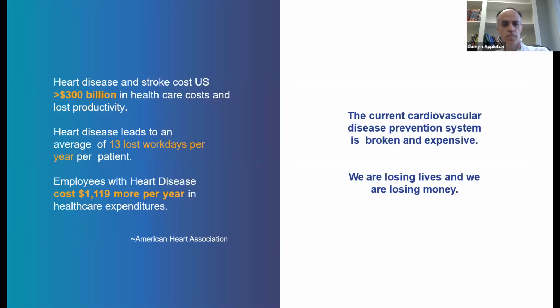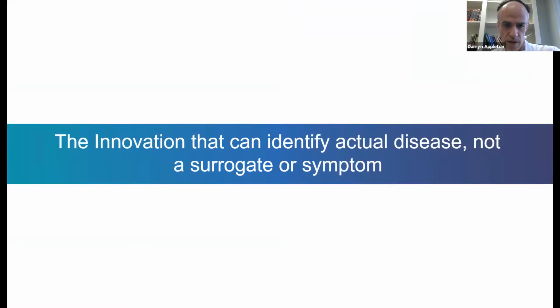So moving on. The heart disease cost and burden is a huge number. This costs a lot in terms of lost productivity, the money spent on healthcare for these people, and a lot of work days missed for each patient. So it's a very costly problem. The comment here is that our prevention system is broken and expensive. We spend a lot of money on it, and we don't seem to get much out of trying to prevent it at the moment. So what we need are innovative things that can identify the actual disease, not just listen for symptoms that may not be there until it's too late, or find some surrogate for the disease, but actually see the disease itself.